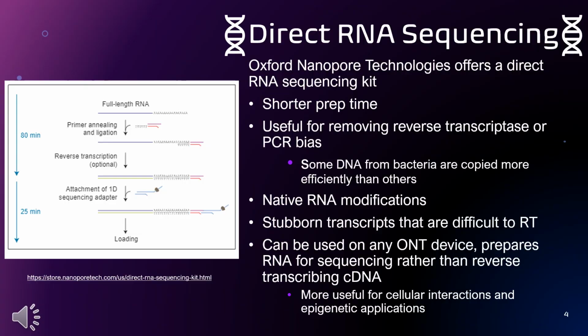While you can use any of the nanopore devices for DNA sequencing, direct RNA sequencing is one of the latest applications. Prep time is cut in half by using the direct RNA sequencing kit sold by Oxford Nanopore Technologies. Some researchers want to remove PCR bias or maybe not use reverse transcriptase. DNA in certain bacteria are copied more efficiently than others, so if you are studying bacterial cell mechanisms, this may be a good technique for you. Stubborn transcripts can be difficult to reverse transcribe, and you can also detect native RNA modifications using this method. This technique can be used on any Oxford Nanopore device, such as the MinION, and is more useful when learning about cellular interactions and epigenetic implications.